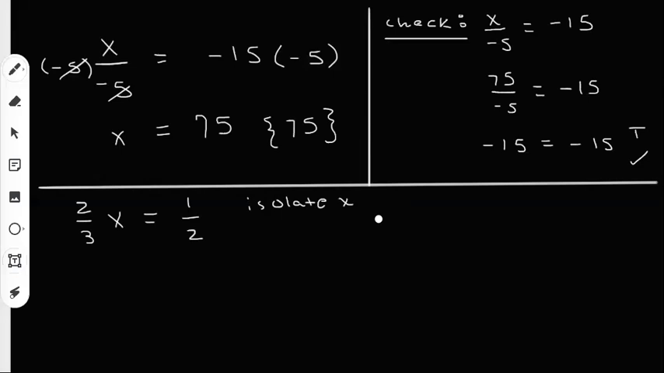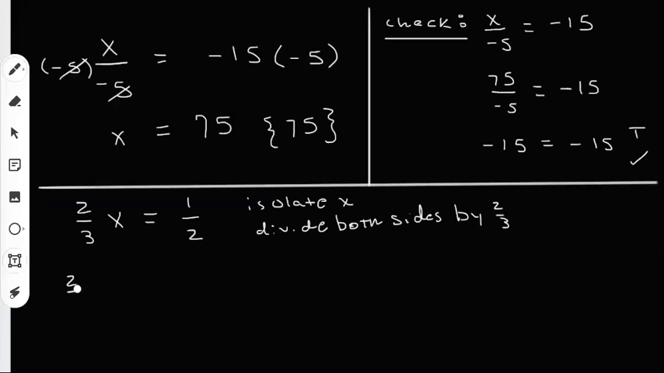To do that, I need to get rid of the 2/3 that's on the left side. So how can I do that? Well, I'm multiplying 2/3 by x, right? That's 2/3 times x. So I need to do the opposite of multiplication. I need to do division. So you can divide both sides by 2/3.